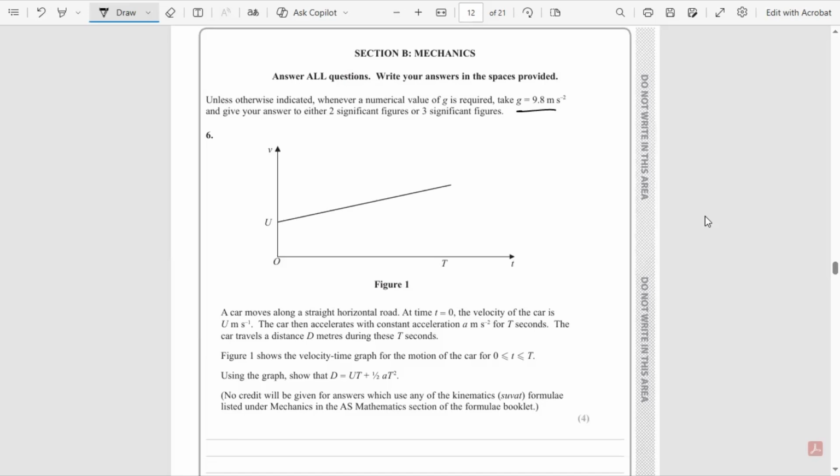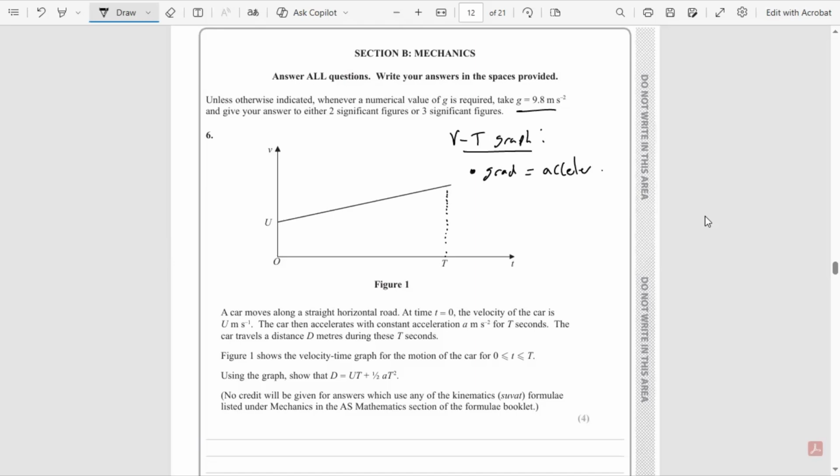So a car moves along a straight horizontal road. At time t equals 0, the velocity of the car is u, so you can see that in the graph on the page there. The car then accelerates with a constant acceleration of a meters per second squared for t seconds. So we have a journey of t seconds up to there, and the acceleration is a. So remember that when you have a velocity time graph, the gradient is the acceleration. So that's probably going to come in handy in this question.